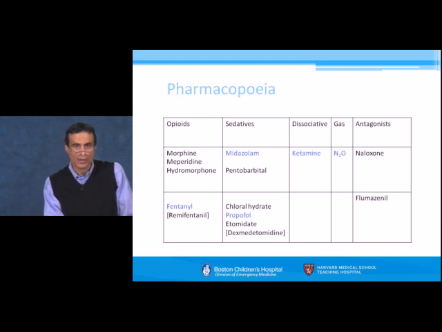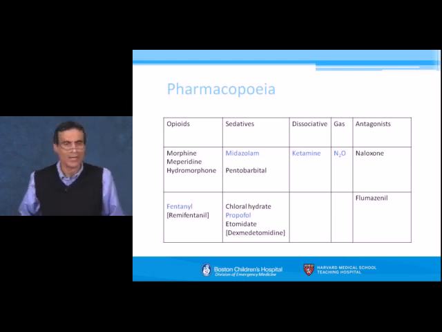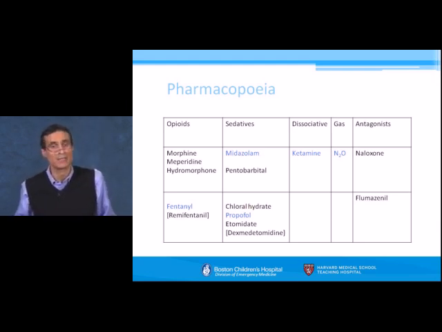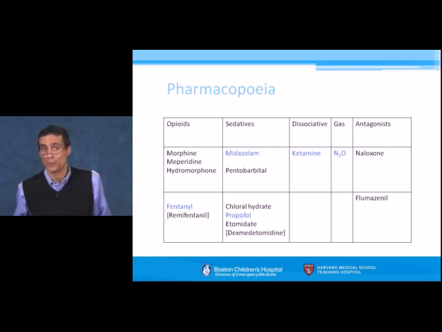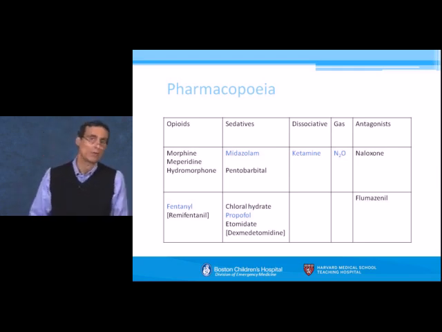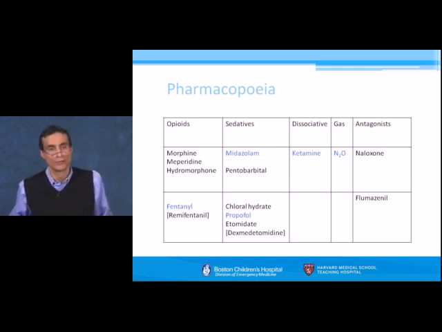There are 5 classes of medications that I'd like to discuss: opioids, sedatives, dissociative agents, inhalational agents, and antagonists. If you start with the opioids, there's the first generation opioids, which you're familiar with: morphine, meperidine, hydromorphone. These are histamine-releasing opioids. Therefore, they cause nausea and vomiting, pruritus, hypotension. And more importantly, for procedural sedation, they're relatively cumbersome in terms of titration.